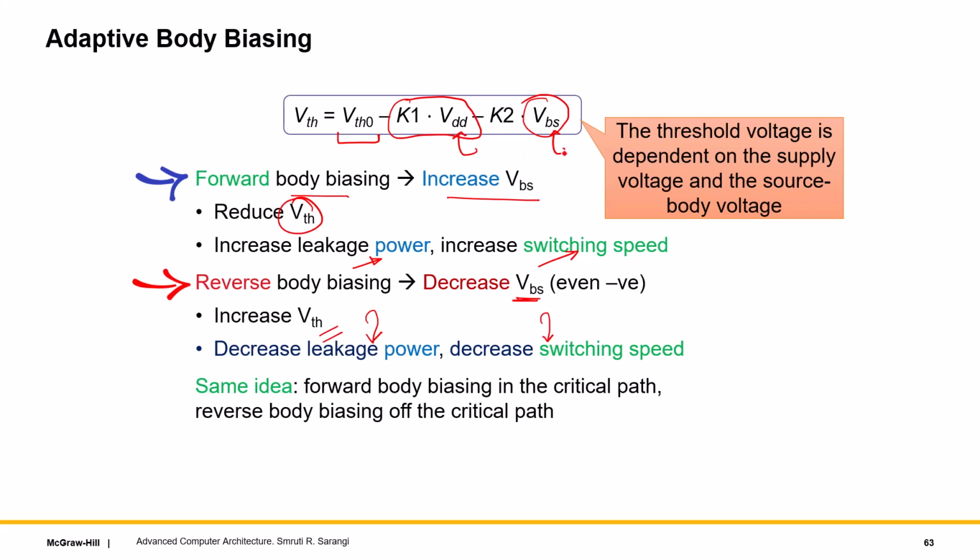So this is again one more knob that we have. The idea is the same. Forward body bias the critical path to make it faster. Ignore the power that you are expending, and reverse body bias the non-critical path transistors. Then what will happen is, when you are reverse body biasing it, you will save power.